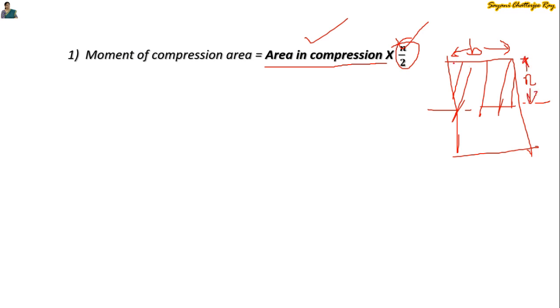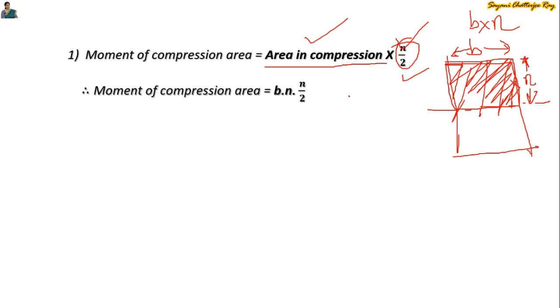It is nothing but equal to the area of this rectangular part, and the area of this rectangular part will be equal to length into width, that is equal to b into n. So area in compression will be equal to b into n multiplied by this n by 2. So moment of compression area will now be equal to b into n by 2. I hope you have understood why this b into n came. It is nothing but the area of this compression part. So b into n by 2 means nothing but it is equal to bn squared by 2.